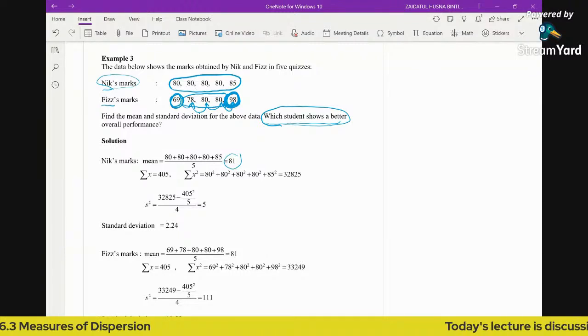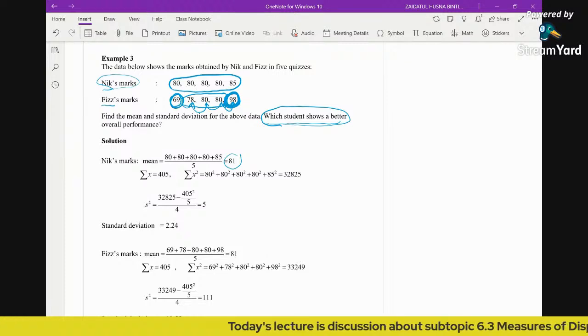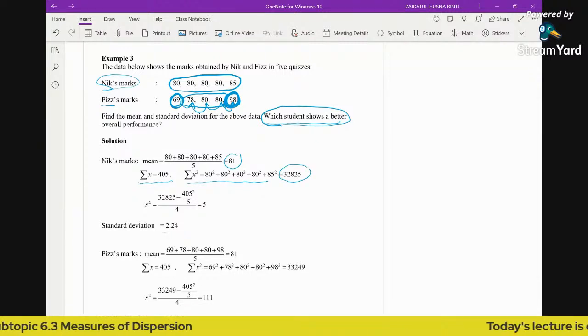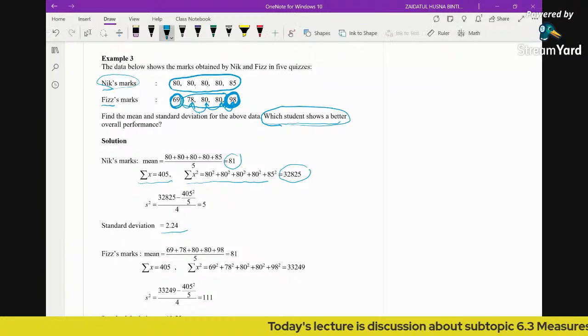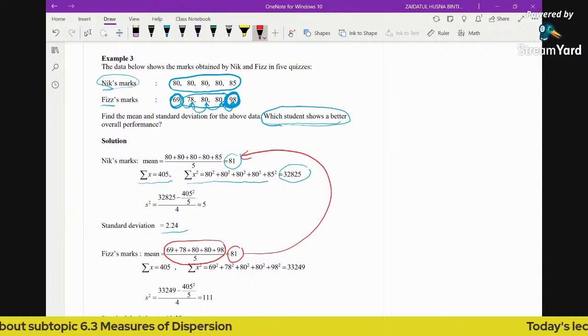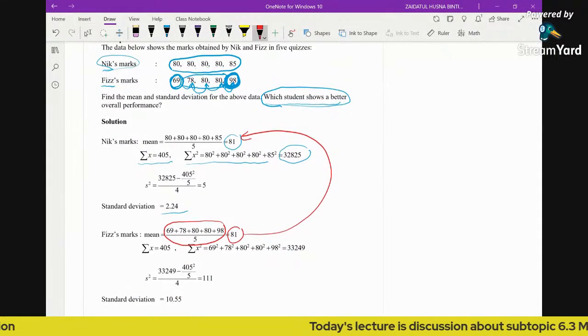So we can see that the mean of Nick's marks is 81. Then we have the sum of x, and we square each data value, we get this value, and from there we can find the standard deviation, which is 2.24. Now for Fizz, we sum the data and divide by 5 as well, so we get the mean 81, which is exactly the same as Nick's mean. Then in order to find the standard deviation, we just use the formula.